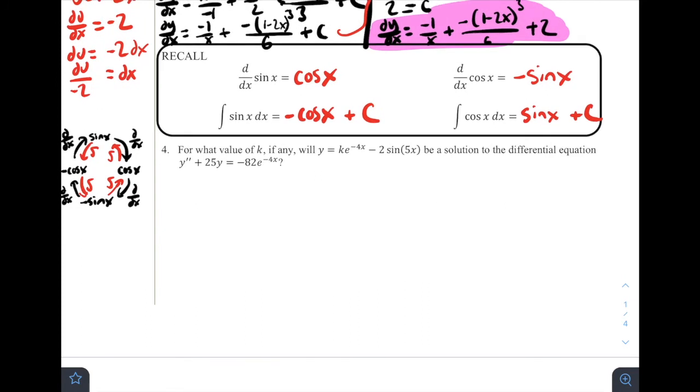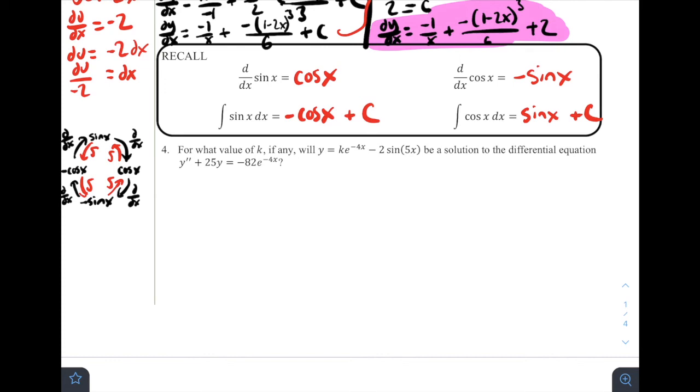So problem number 4. One common thing that comes up on the AP exam is they'll give you an equation like this: y is equal to k times e to the negative 4x minus 2 times sine of 5x. They're asking what value of k you need for that to be a solution to this differential equation: y double prime plus 25y is equal to negative 82 e to the negative 4x.